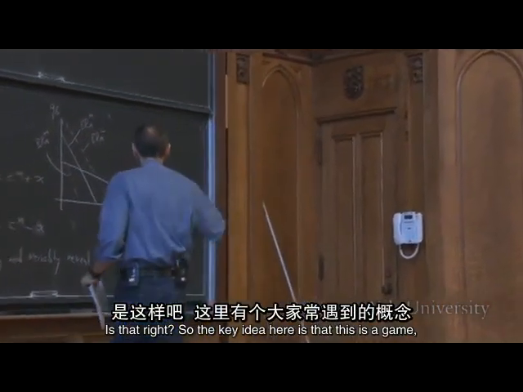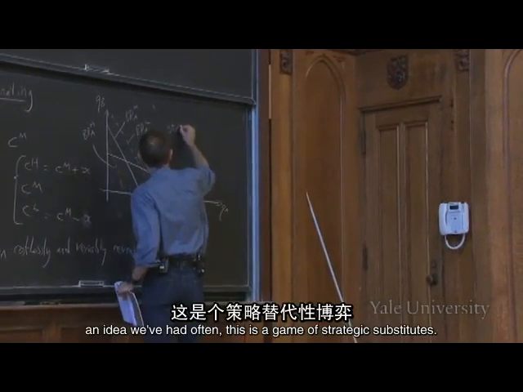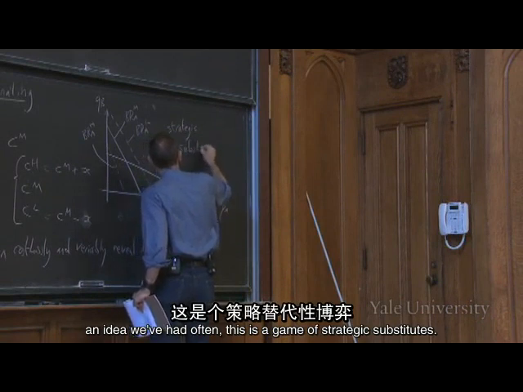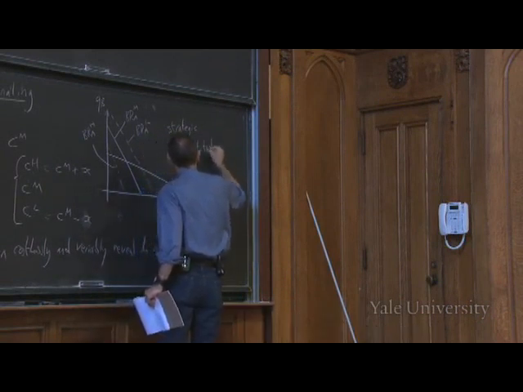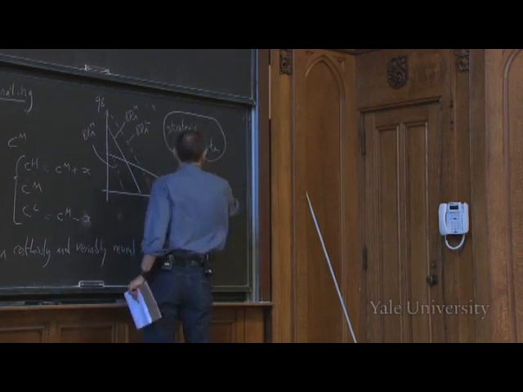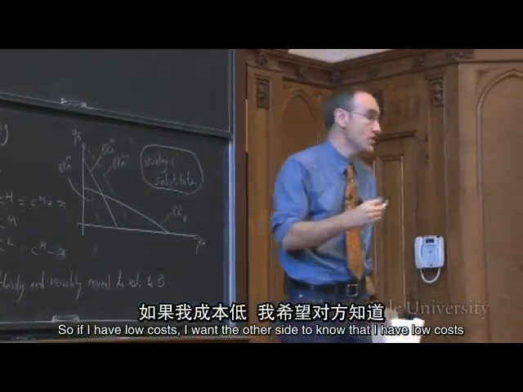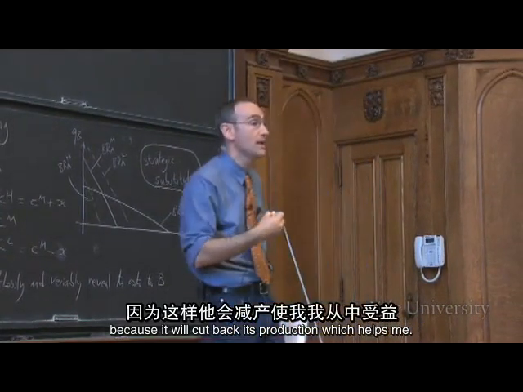So the key idea here is that this is a game, an idea we've had often, this is a game of strategic substitutes. So if I have low costs, I want the other side to know that I have low costs, because it will cut back its production, which helps me.